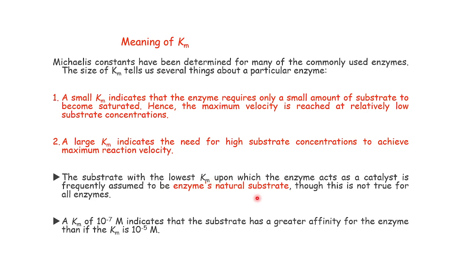The substrate with the lowest Km upon which the enzyme acts as a catalyst is assumed to be the enzyme's natural substrate. Although this is not always true, there would be some exceptional cases as well. A Km value of 10 to the power minus 7 molar indicates that the substrate has greater affinity for the enzyme than when the Km is 10 to the power minus 5 molar. Like we studied about Kd, the dissociation constant, from there we could tell that the lower the Kd value, the higher the binding affinity. Like that we have the Km. So the lower the Km value, the higher the affinity of the substrate for the enzyme, compared to where the Km value is of a much higher molarity.